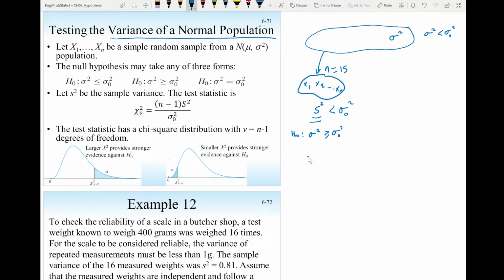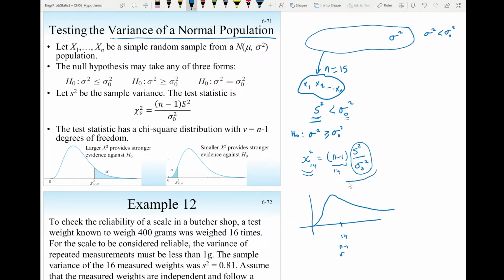And when I calculate the test statistic, now since the variance of the sample came less than sigma 0, this ratio will be less than 1. And this is 14, so this will have less than the value 14. So let's draw the probability density function of the chi-square, and the mean is here, that is 14. Remember, the mean of the chi-square is just n minus 1, or the degree of freedom v, which is n minus 1. So now in this case, this quantity, if the variance of the sample is less than sigma, will be less than 14, so it may be here.